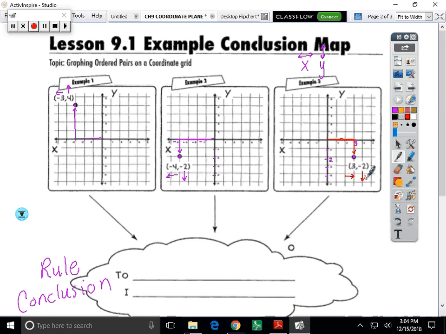Oh, I'm noticing kind of a pattern here. When the first number was negative, I moved to the left. I moved to the left here, and I moved to the left here. But when that first number is positive, I had to move to the right. So the first thing I did is I moved right on this one. That second number also tells me something really critical, doesn't it? Are you noticing a pattern? When the second number is positive, you move up. But in these next examples, the second number, or the Y coordinate, was negative, and it made me move down. I think I'm ready to write my rule or my conclusion.